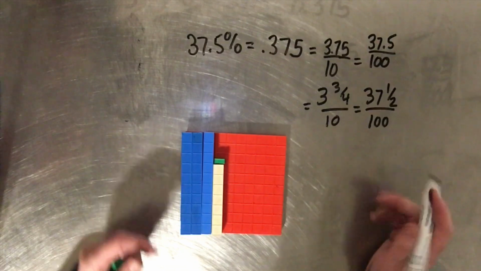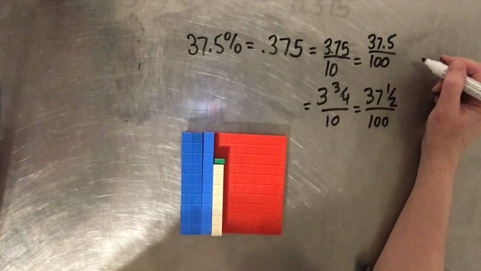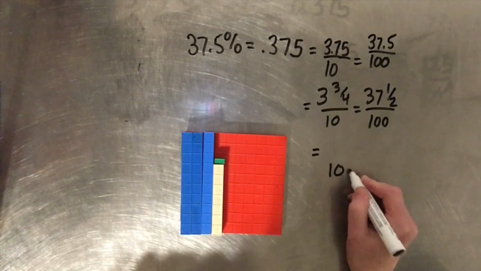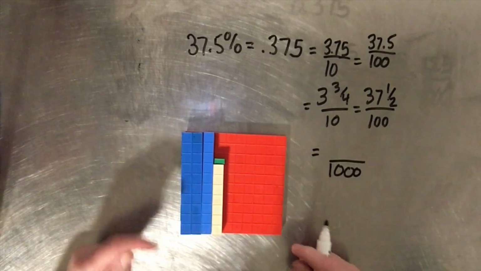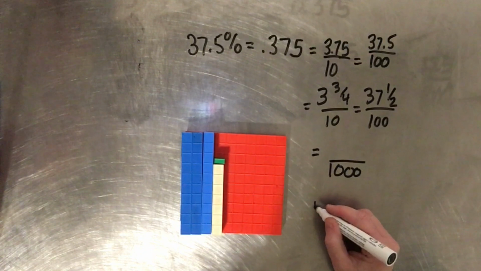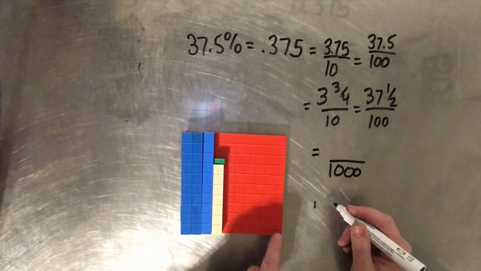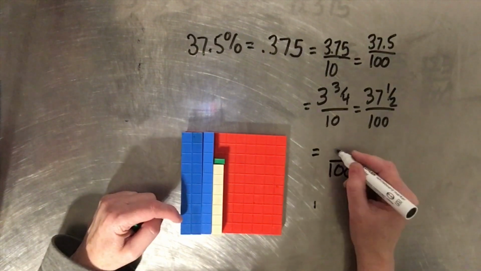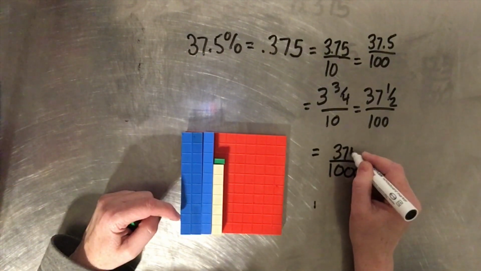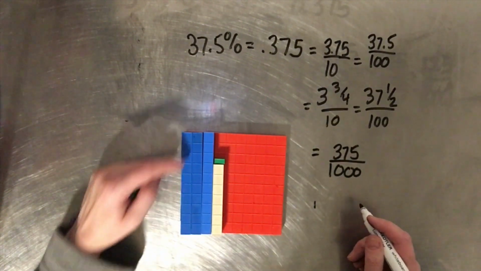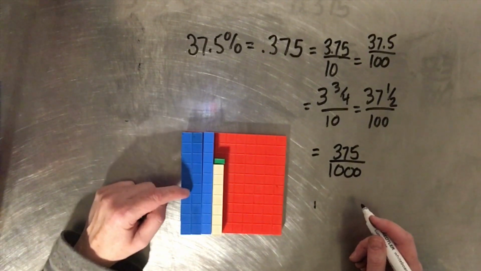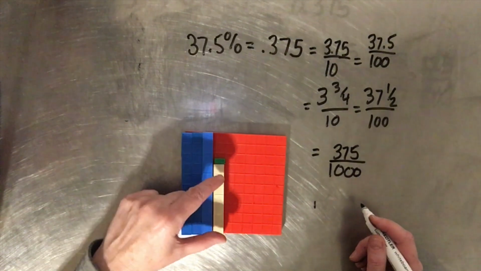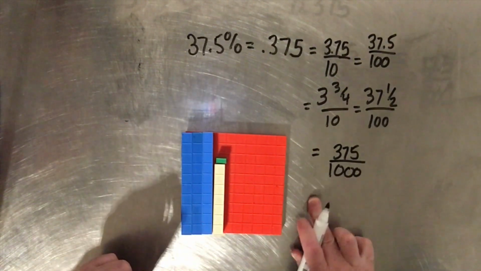Okay. Now maybe we want to write it in terms of thousandths. I'm going to write that down here because I'm running out of room on the side there. So if we want to write it in terms of thousandths, again, we're talking about those tiny little pieces. And there's 1,000 of them in this big red one. But in here, there's 375 thousandths. There's 10, 20, 30, 40, 50, 60, 70, 80, 90, 100, 200, 300, 375 thousandths.